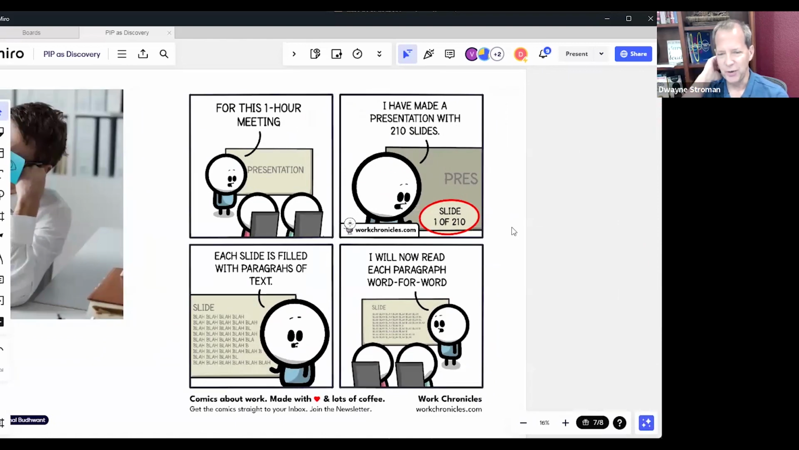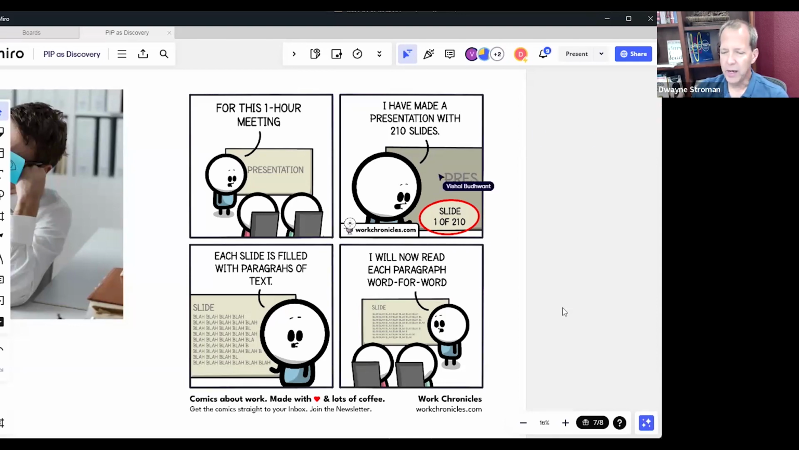If you haven't seen the Work Chronicles, I recommend you subscribe. The author has some great strips here. This one I thought was just really perfect. This 1 hour meeting, I have 210 slides. We all moan at that. It's all filled with paragraphs of text, and I'm now about to start reading every single word for word. That's the opposite of what we want.